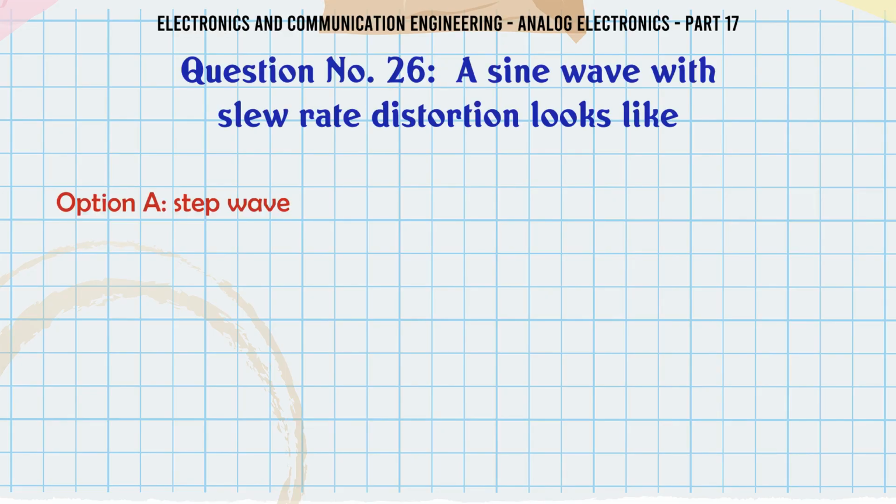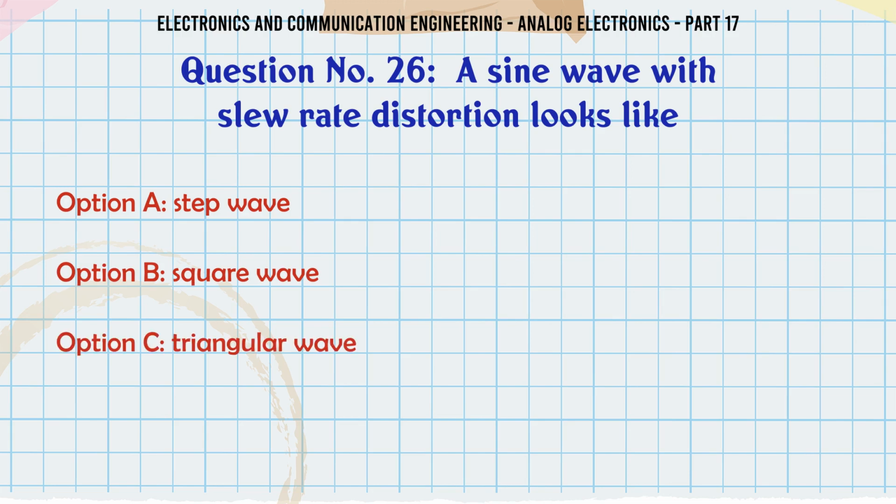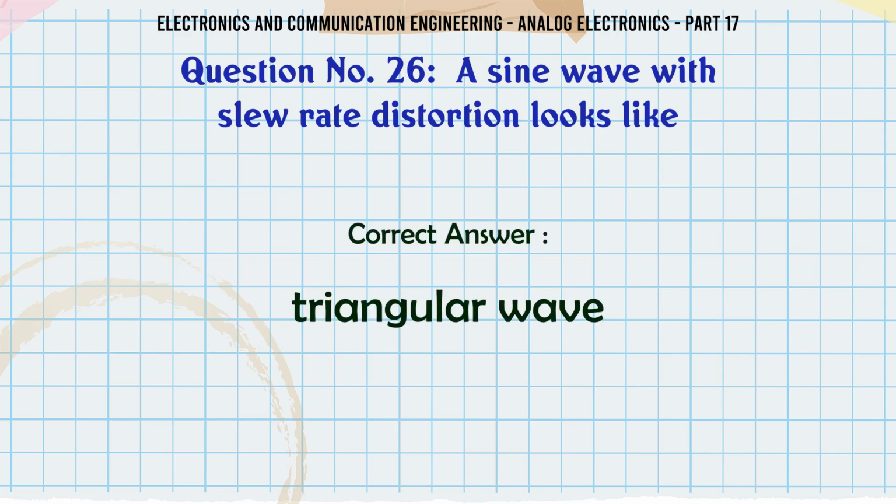A sine wave with slew rate distortion looks like: A. step wave, B. square wave, C. triangular wave, D. cosine wave. The correct answer is triangular wave.